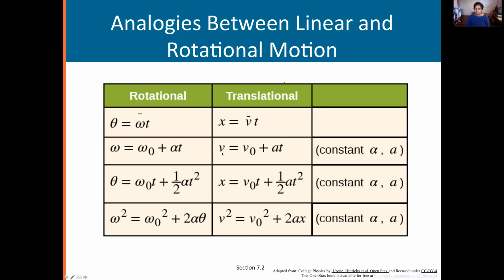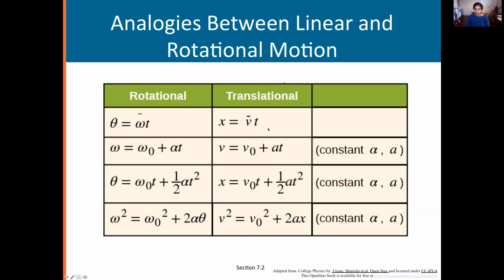V equals V0 plus at. X, or we might have written this as delta x, which is displacement, equals V0t plus half at squared. V squared equals V0 squared plus 2ax. These are our three fundamental kinematic equations. And up here, we just give essentially the definition of velocity, or distance equals average velocity times time. The speed times time.